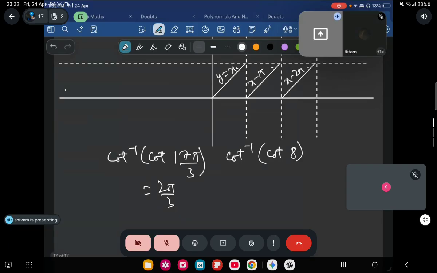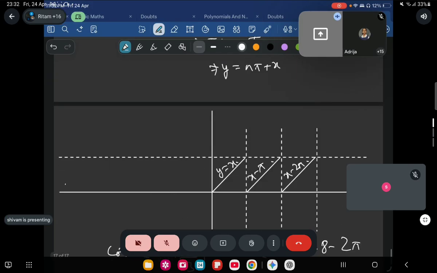And someone tell me what is cot inverse cot of 8? Yes, Adrija, tell me what is cot inverse cot of 8? Sir, 8 minus 2 pi. 8 minus 2 pi. Okay. I hope you people have understood how I am drawing the graph of sine inverse sine of x, cos inverse cos of x. But I hope you people have understood tan inverse tan of x and cot inverse cot of x.